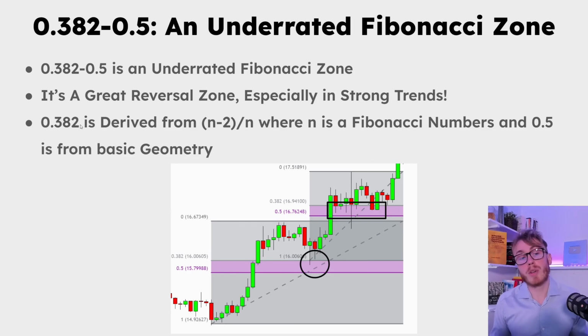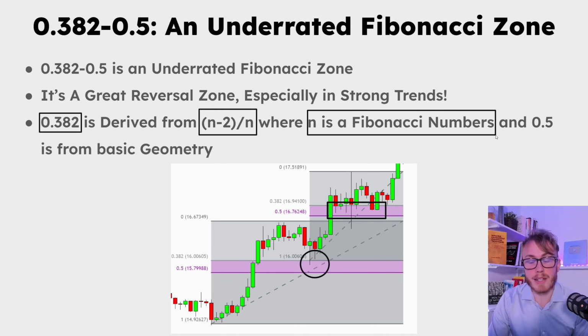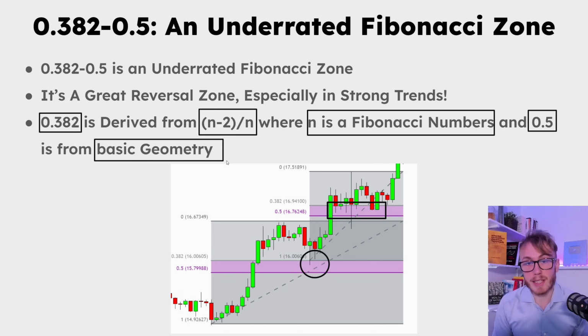And now you may, of course, once again wonder, where are these numbers from? Well, the 0.382 comes from the Fibonacci sequence. This time we take any Fibonacci number, and we take the number that is 2 steps previous to that number and divide it with the number we choose. That is basically n minus 2 divided by n. And as I said, where n is a Fibonacci number, and 0.5 once again comes from basic geometry.